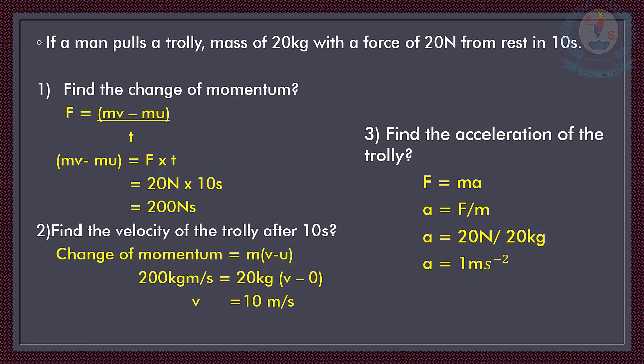The third question: find the acceleration of the trolley. In order to find the acceleration of the trolley, we can easily apply this data into the equation F equals ma. Therefore, the acceleration is 1 meter per second squared after applying the data into the equation.